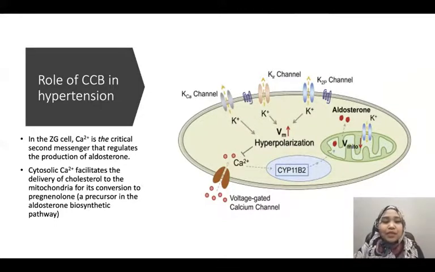In this case, when calcium ion do not enter, then the conversion will not happen. As we know, aldosterone is important for elevation of blood pressure. So the blockage of calcium entry will then prevent the vasoconstriction activity.